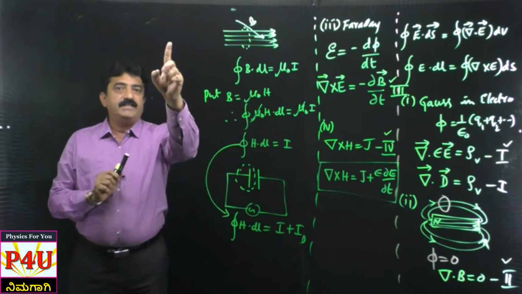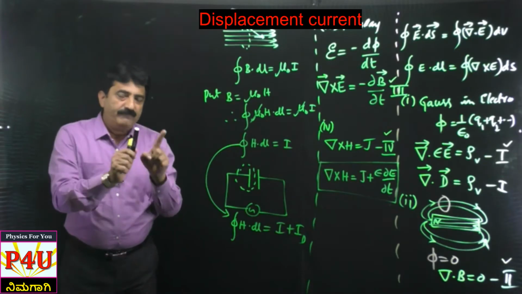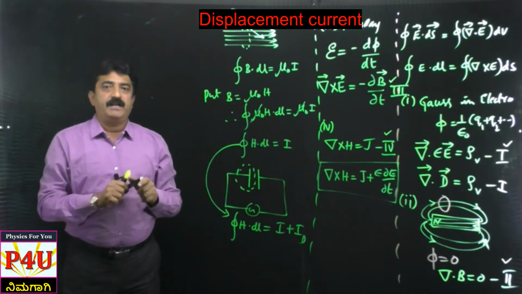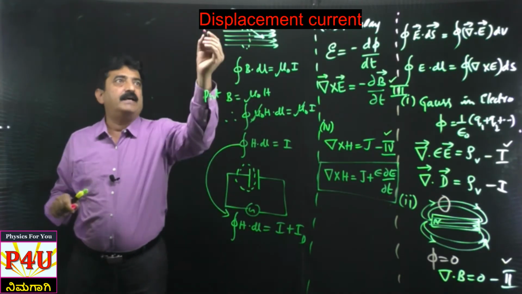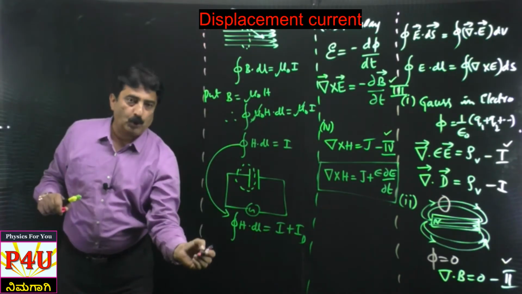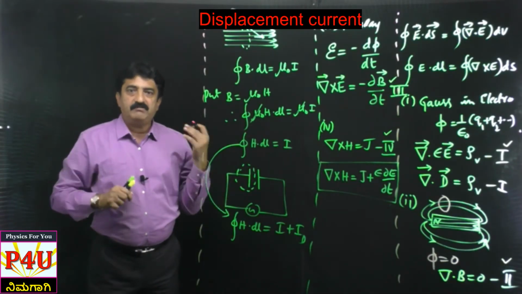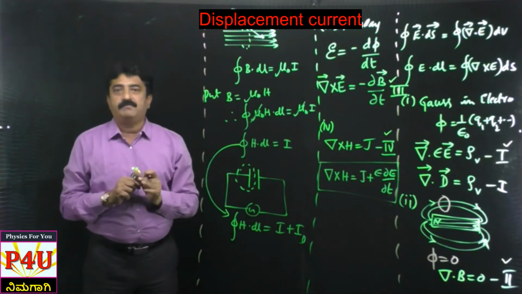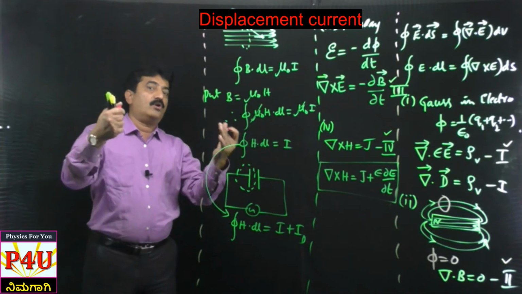The next heading is displacement current. What is displacement current? Before defining displacement current, I will do one derivation, that means the expression for displacement current. This is a slightly different approach. Normally teachers will give the definition, then some properties, then they will take up the derivation. But I go in reverse manner. I think this is going to be more convincing.